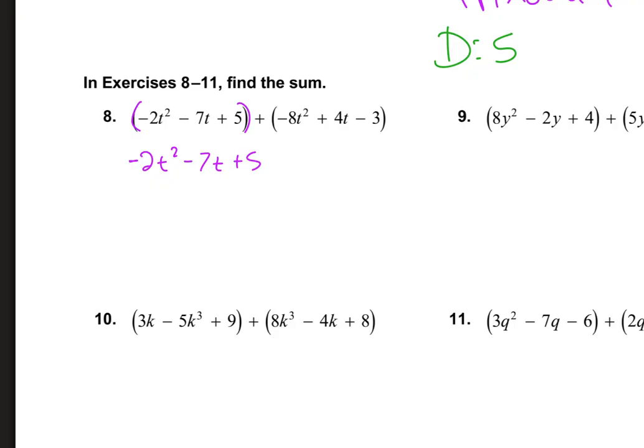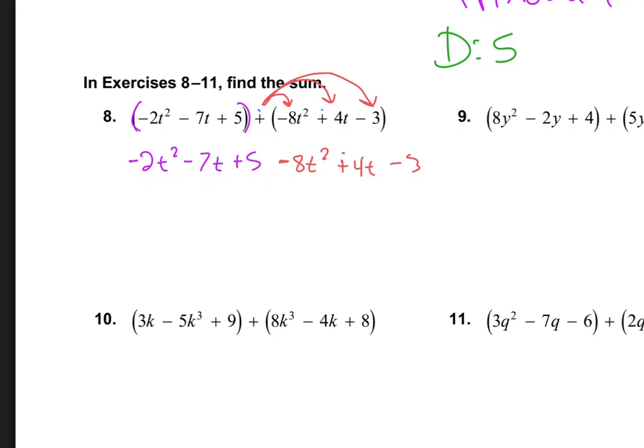Boom, it's simplified. Now, what I can do here is a positive negative. That's minus 8t squared. Positive is plus 4t. Positive negative, that's minus 3. And you might be thinking, well, that seems a little pointless because isn't that the same as that, and that? Yeah, kind of is. When you're adding, it's not going to change the symbols at all because even a positive is still positive, right?